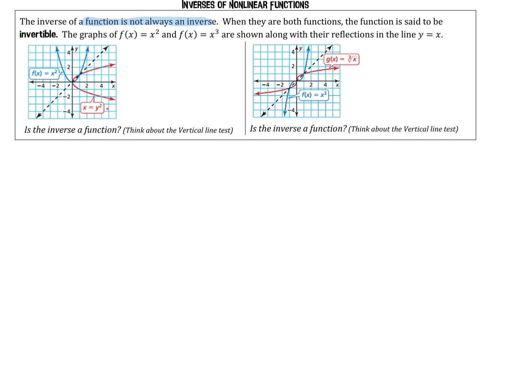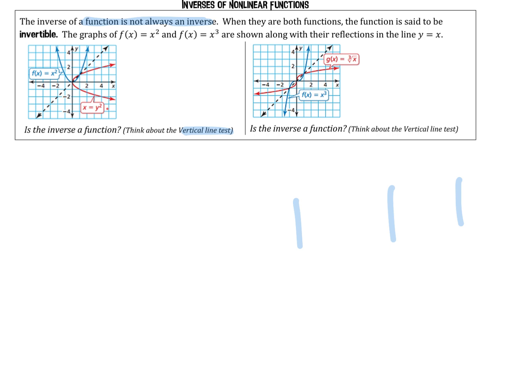Remember, a function has to pass the vertical line test, meaning I could draw a vertical line anywhere on my graph and it would only cross the function itself once. So let's look at these 2 examples here. The first one you can see in blue, the original function is f of x equals x squared, and the inverse in red is x equals y squared.